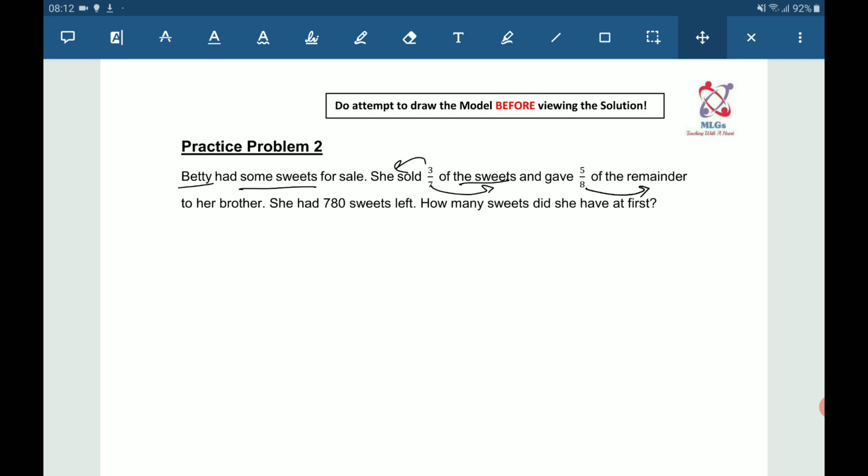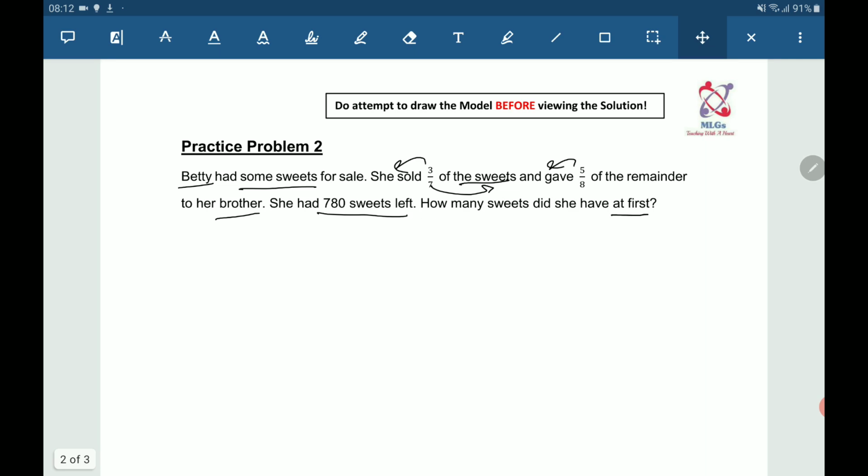It means the total. Every time you see the word denominator, or the number at the bottom of the fraction, that refers to the total. And she gave 5/8 boxes to her brother. Then she had 780 sweets left. So how many sweets did she have at first?